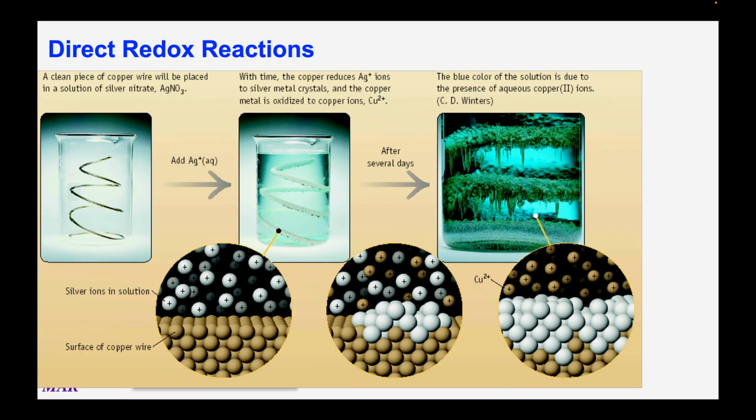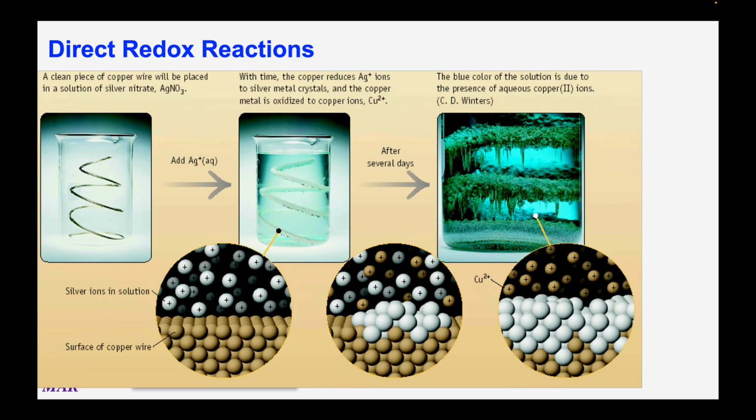This picture shows it in more detail. On the left-hand side, you've got the copper wire in the beaker without any silver plus. And then in the middle, they've added the silver nitrate. AgNO3 is a pretty common reactant to add in these kind of situations. And what happens is the silver comes in contact with the copper metal. So the copper ends up giving up electrons to the silver. The silver becomes a solid silver metal, and the copper 2 plus ions go in solution.